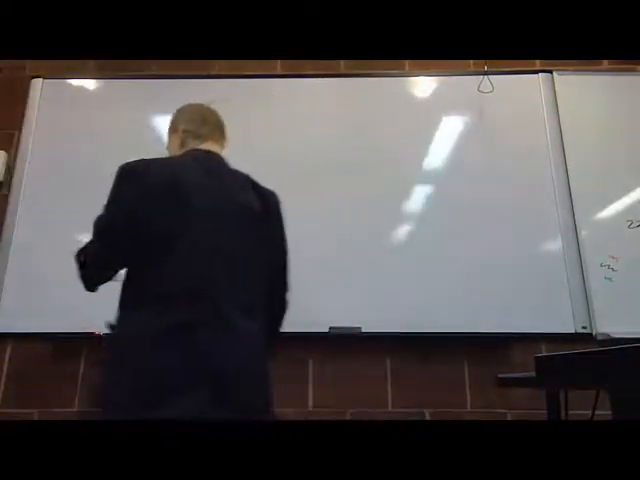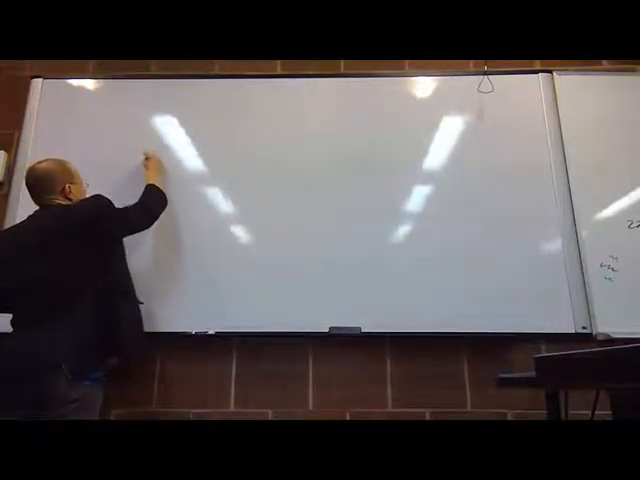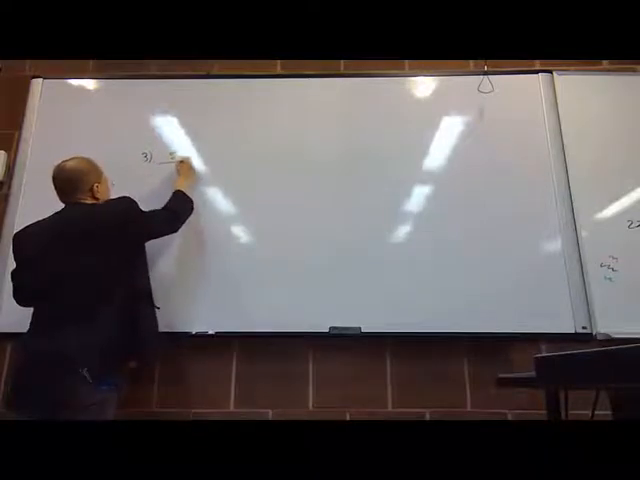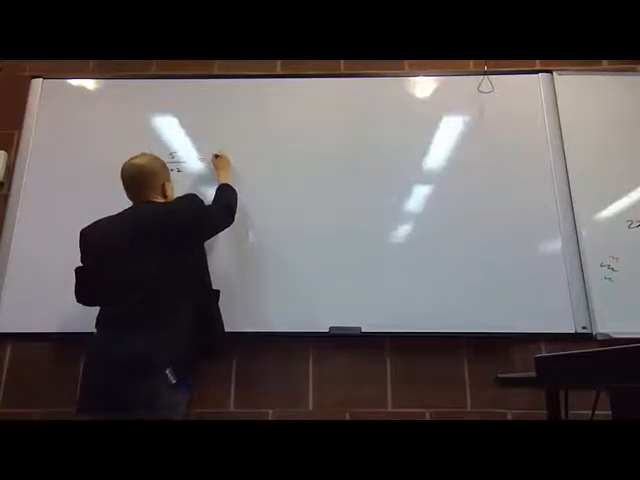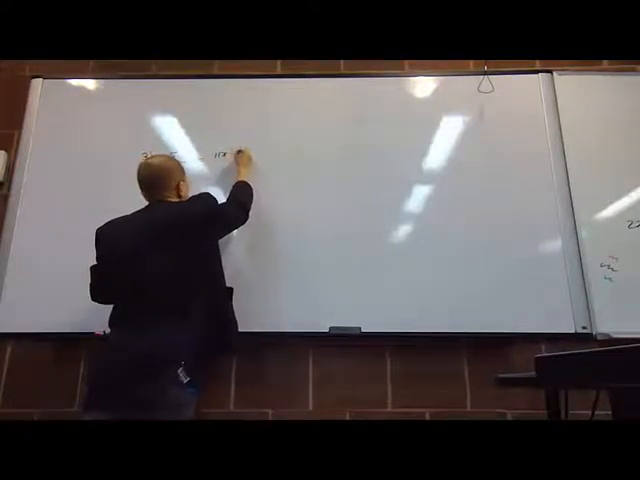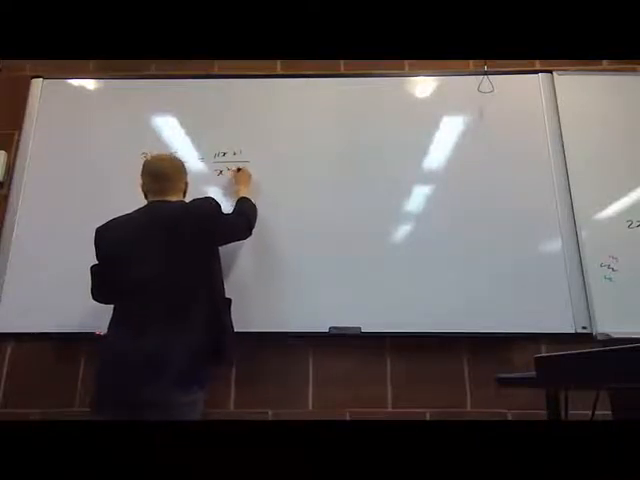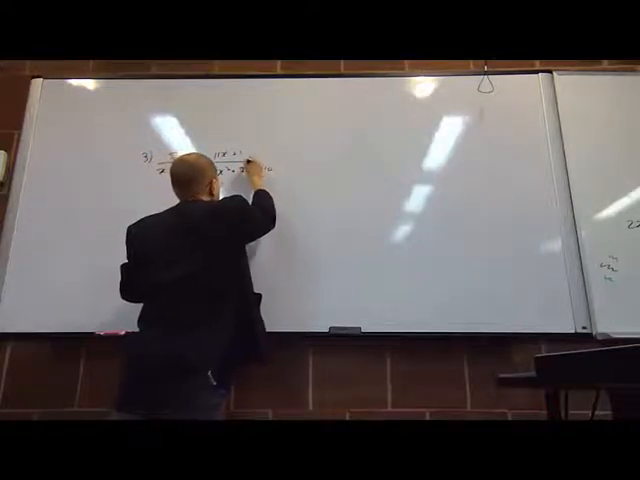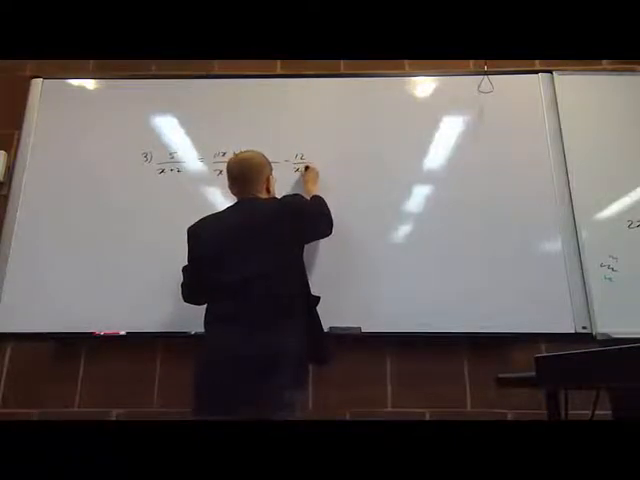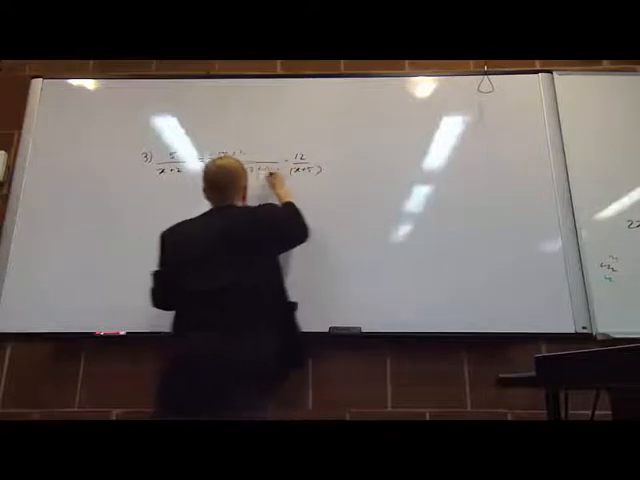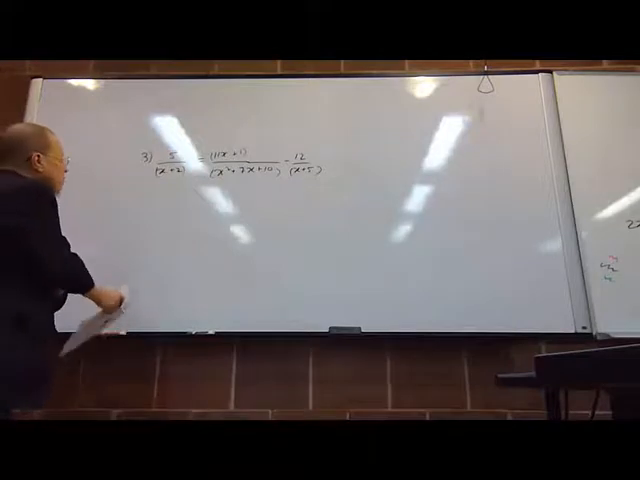Now let's look at example number 3. So here we have 5 over x plus 2 is equal to 11x plus 1 divided by x squared plus 7x plus 10, minus 12x plus 5. So I'll just bracket things for neatness, just to know what I'm working with.